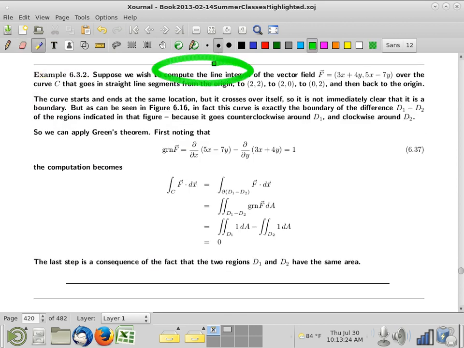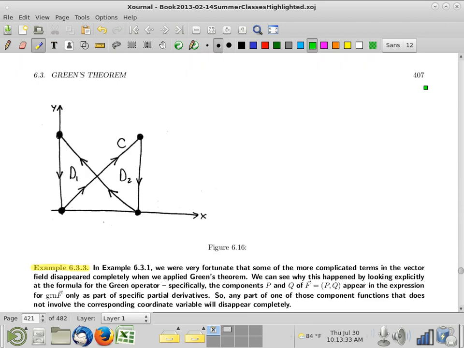We're going to compute a line integral. We've got a vector field given. The curve is a weird curve. It goes along straight line segments between these various points. Here's a picture of it. The curve starts here, it goes like that, and then down here, and then over there, and then back down to the origin. So it's kind of a rectangular, triangular figure 8, as it were. Nevertheless, that's a curve. You might want to compute a line integral over that curve.